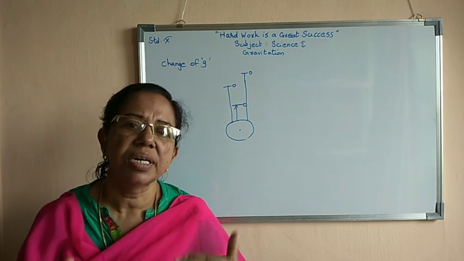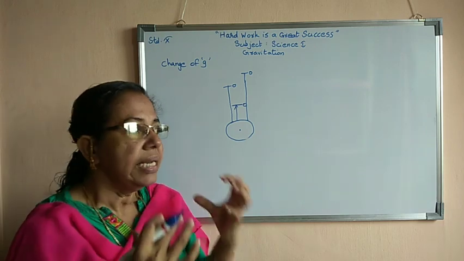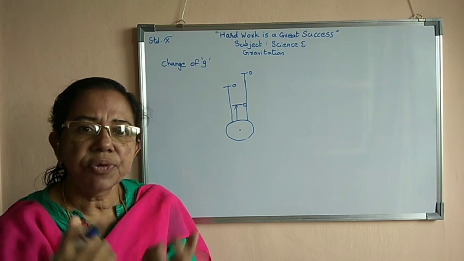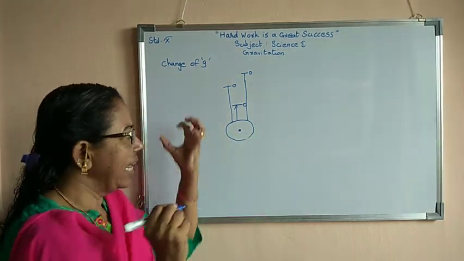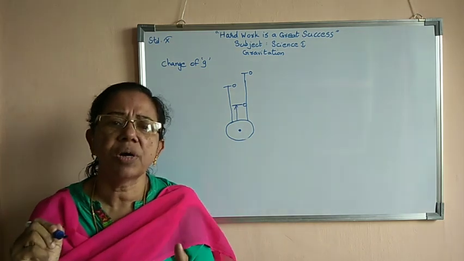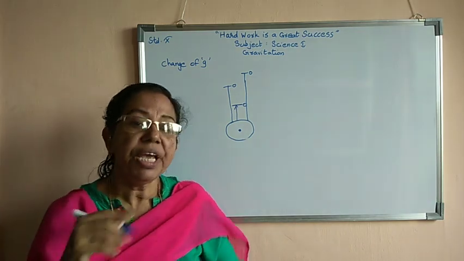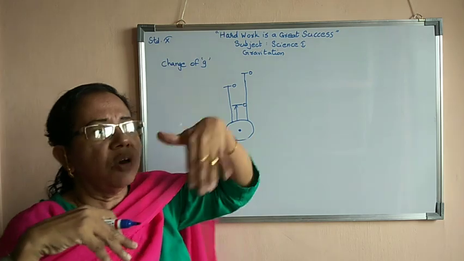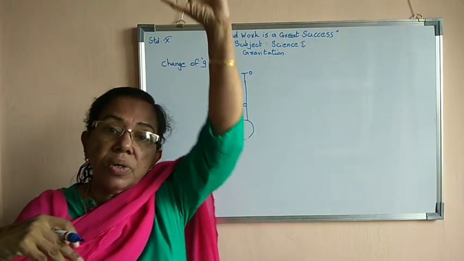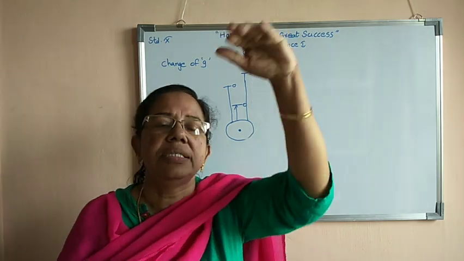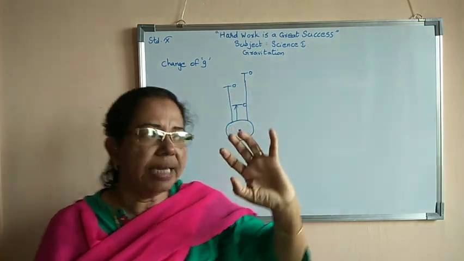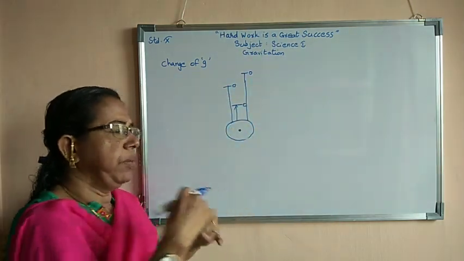So depending upon the height of the object from the surface of the earth, the value of g keeps on decreasing. We can say that the earth's attractive force is from its center. So the earth pulls every object from its center. Now the farther the object goes, the earth's strength for pulling it will be a little lesser and lesser.